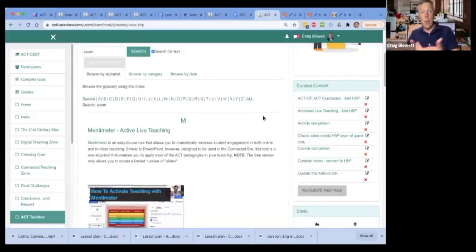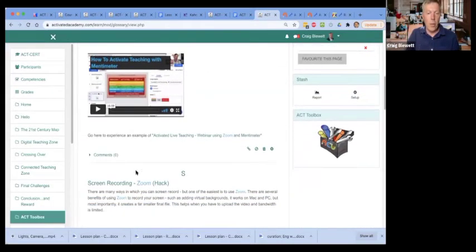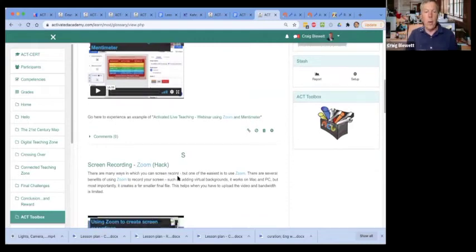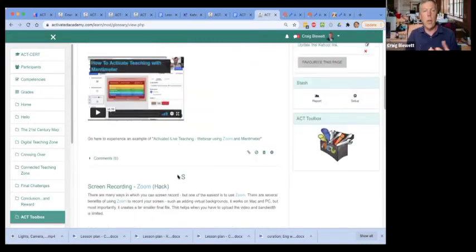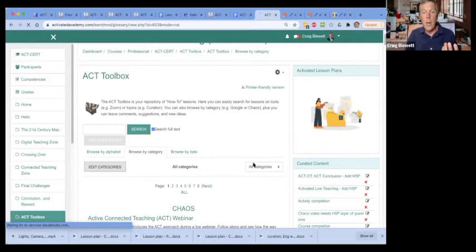And I'm using Mentimeter with Zoom. Here is a lesson on using Mentimeter and Zoom. There's another lesson on Zoom. It's a hack on how to change virtual backgrounds, etc. So you can quickly go and find things, or you can browse by categories. If you want to look at a certain specific category, you can look at a category.